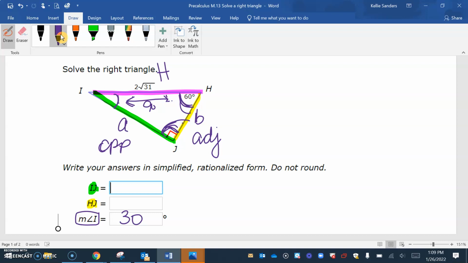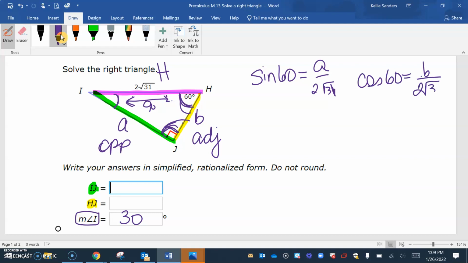I need opposite, and I have hypotenuse, so I'm going to use sine, and that's going to be A over 2 square root of 31. Let's go ahead and set up B. B is adjacent, and I have hypotenuse. Adjacent and hypotenuse is cosine. So cosine 60 is B over 2 square root of 31. Sine 60 is square root of 3 over 2. And I just bring this down.